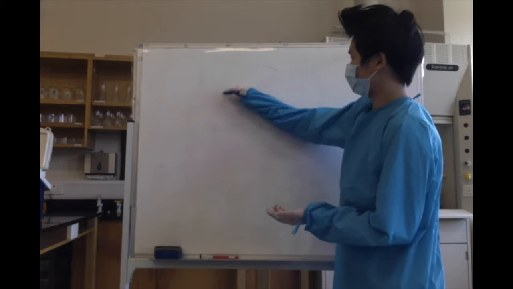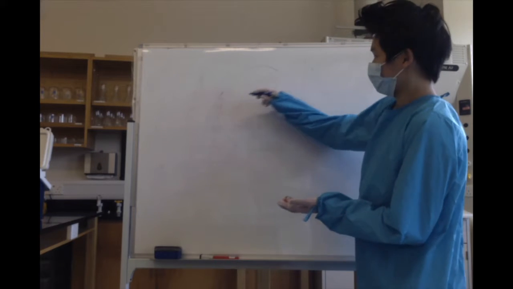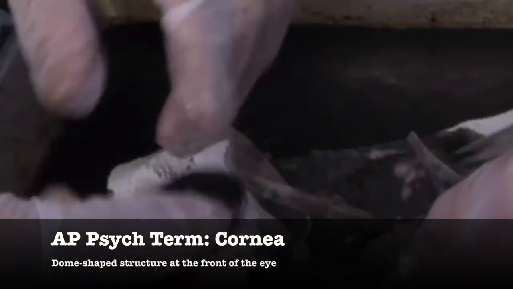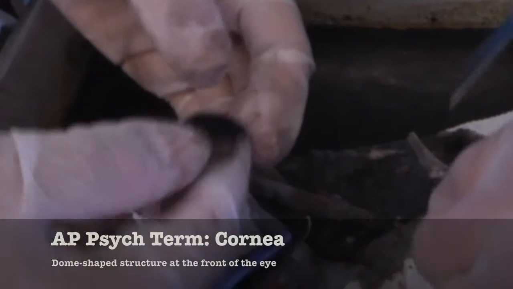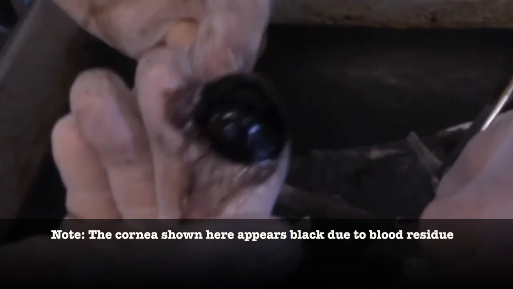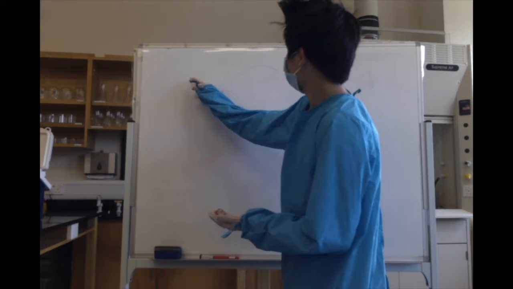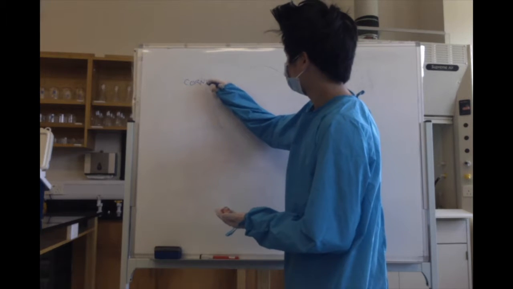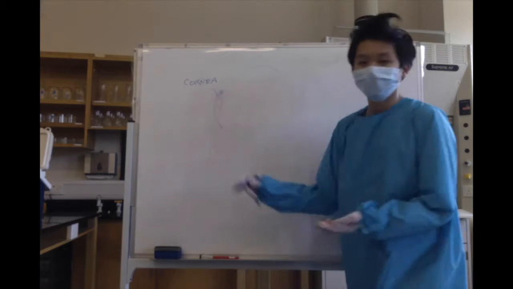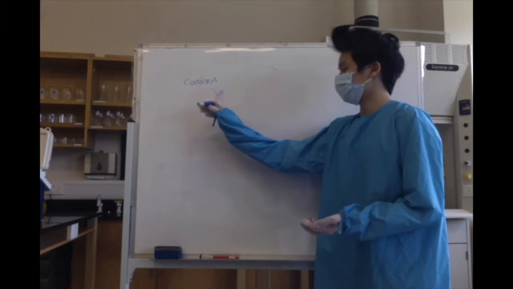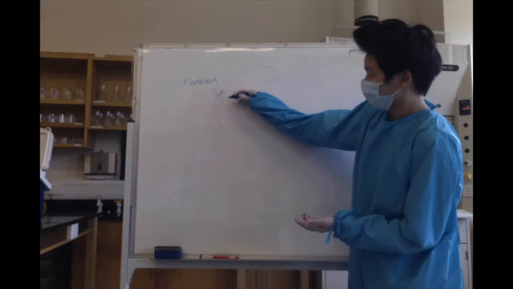So at the front of the eye is the cornea, which is a dome-shaped structure that basically helps direct light into the eye. And right just posterior to that, so behind that, is the iris.